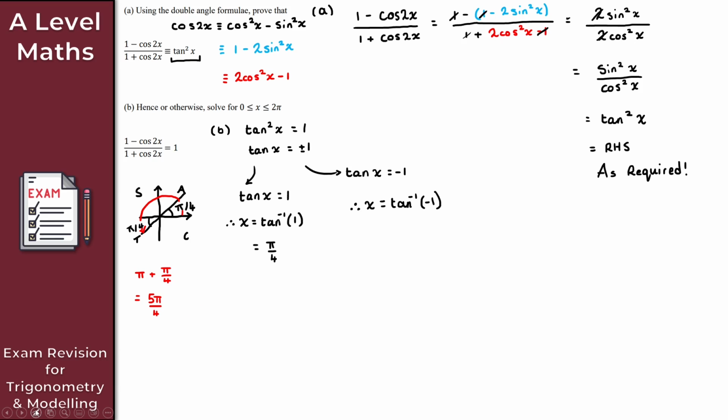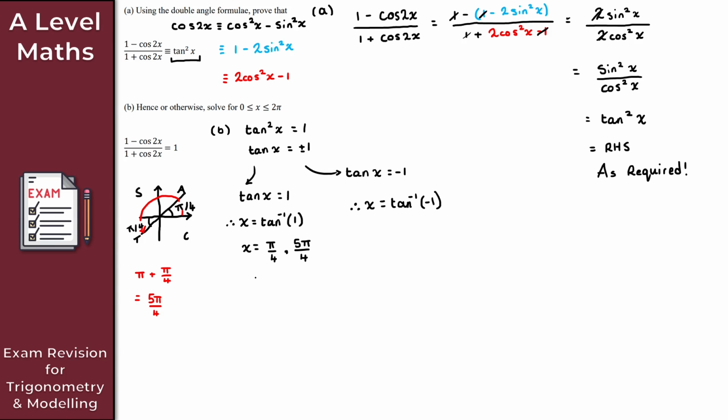And if we just quickly consider them, do we have any more solutions for this equation? For this domain here, the answer is no, because my next solution then would be when we add pi, right? Because tan is periodic every pi radians, every 180 degrees. So if I add pi to this here again, that would be 9 pi over 4, and that falls outside of this domain here. So we'd reject that solution. Okay? So for this equation here, x is equal to pi over 4 and 5 pi over 4.